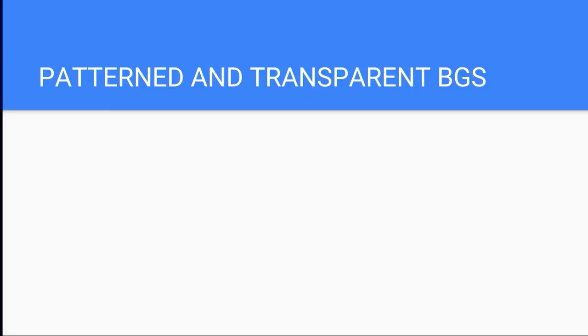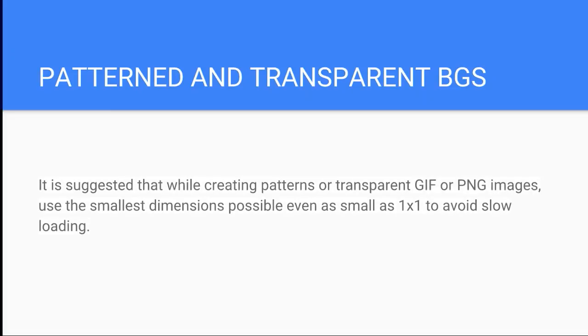And our next concept is patterned and transparent backgrounds. You might have seen many patterned or transparent backgrounds on various web pages. This can simply be achieved by using a patterned image or a transparent image in the background. It is suggested that while creating a pattern or a transparent GIF or PNG image, use the smallest dimension possible, even as small as 1 by 1 pixels, to avoid slow loading. Okay, let's have a look at the example here.